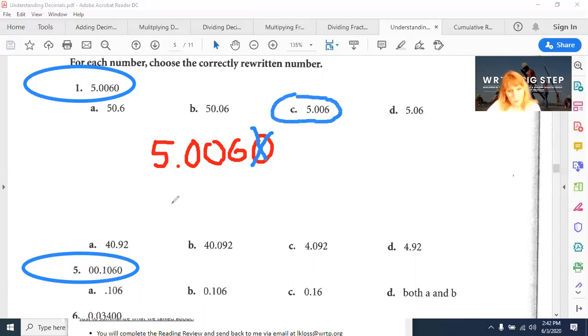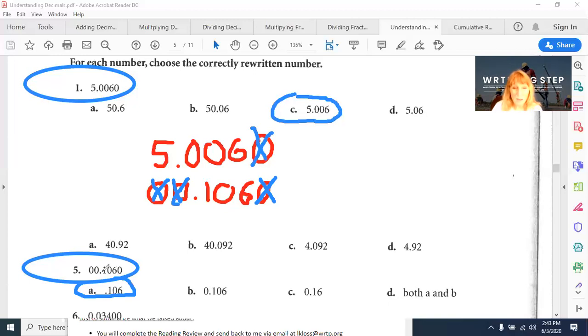Let's look at number 5. I'll write the number out so it's bigger. We have 0.106. So what zeros can I get rid of? Well, anything before, I could get rid of this one if I wanted to. I could get rid of this one if I wanted to. And could I get rid of this one here? No, because it's in between two numbers. But the one on the end I could also get rid of. So which answer choice fits 0.106? Yes, letter A right here, 0.106. So getting rid of unnecessary zeros will help you, especially when you get into multiplying with decimals.